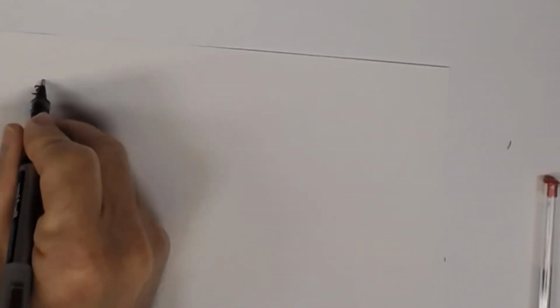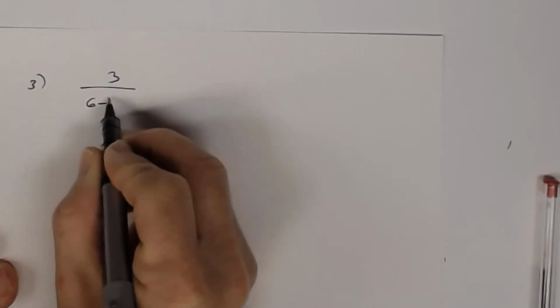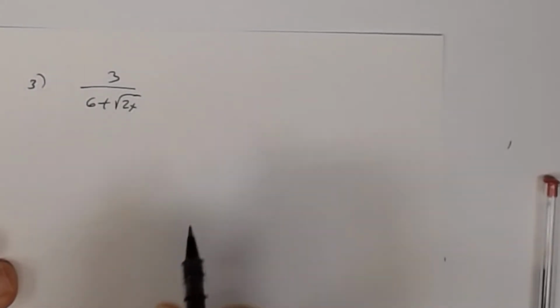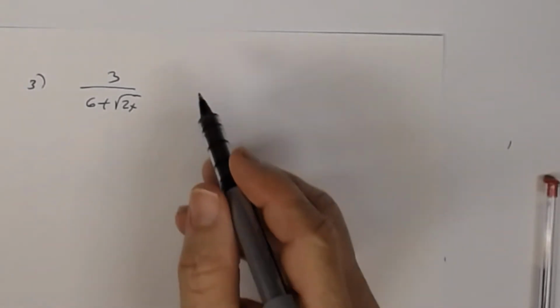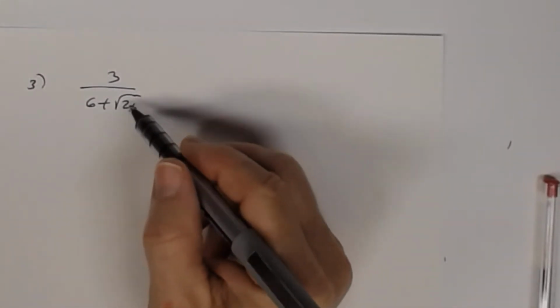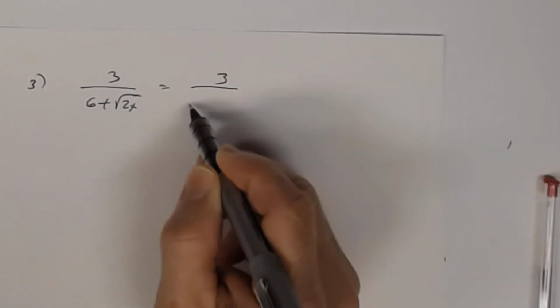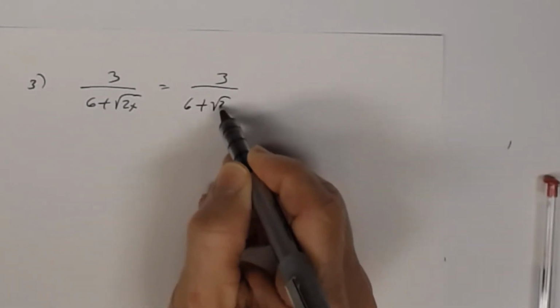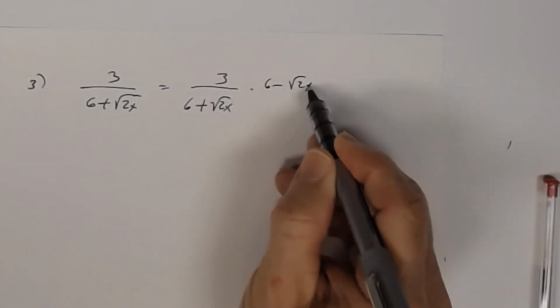All right, let's look at number 3. So number 3, you have 3 divided by 6 plus the square root of 2x. All right. And so notice I have a variable here, but we can handle that. And so remember, I want to get rid of that square root. So I'm going to go ahead and multiply both numerator and denominator by the conjugate of 6 plus square root of 2x, which is 6 minus the square root of 2x, just like this.